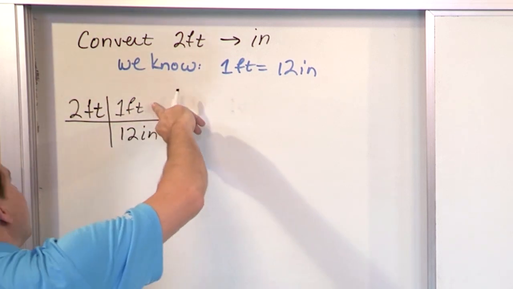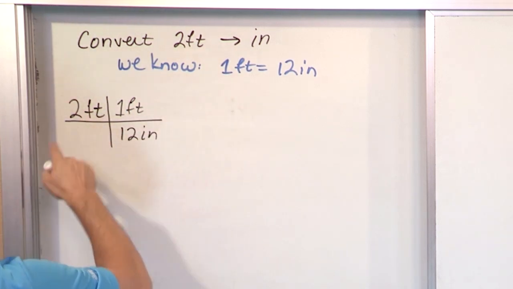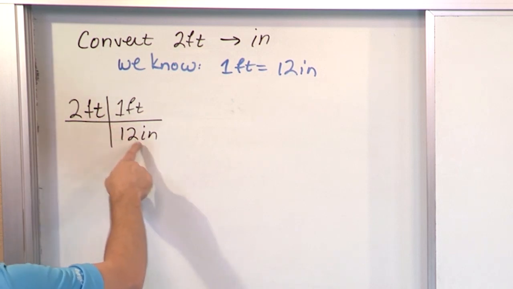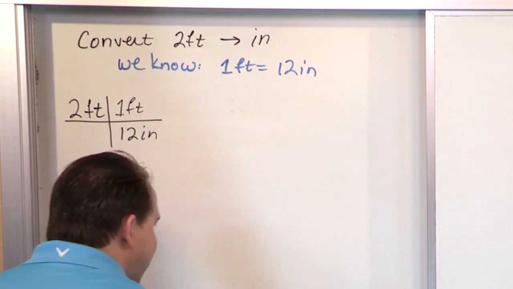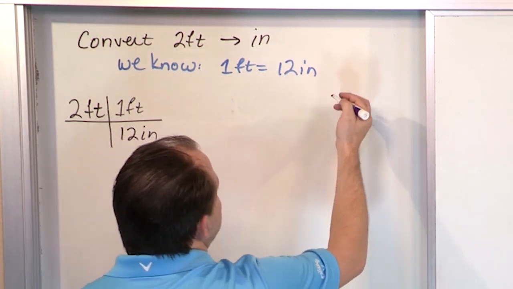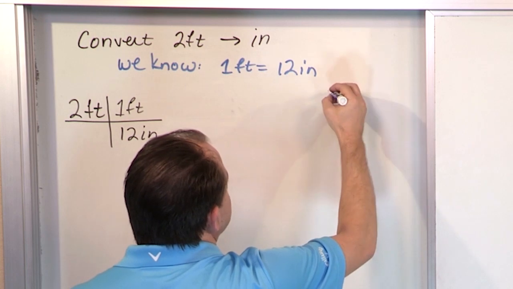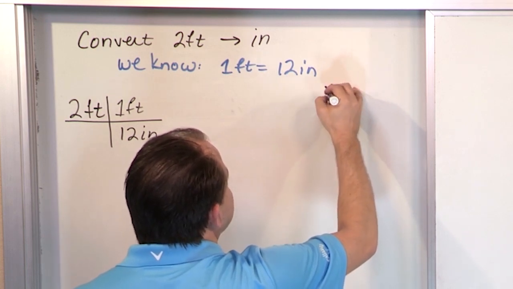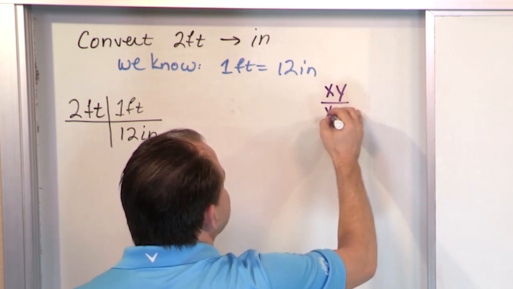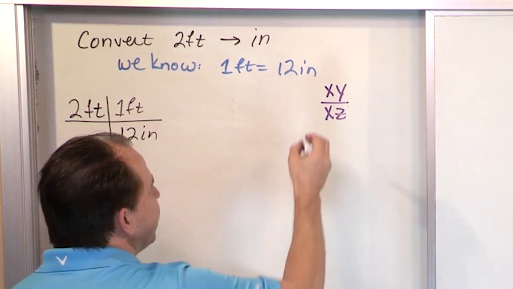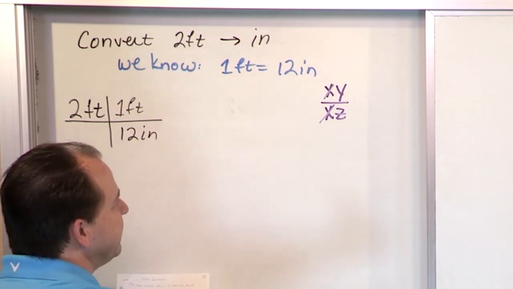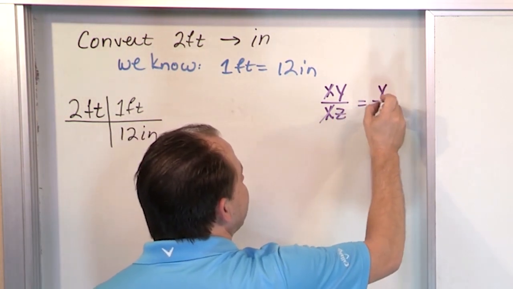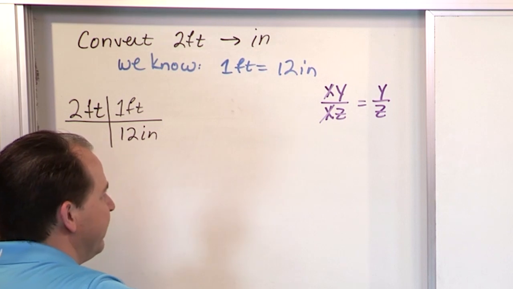Why? Because you want to arrange this so that you can cancel the units on the top and on the bottom. If the unit is on the top and also on the bottom, you can cancel it. You know how in algebra, if you have x times y divided by x times z, and there's an x on the top and an x on the bottom, you know that you can cancel them because they divide. x divided by x gives you 1. So they kind of disappear. And it becomes y over z, right?